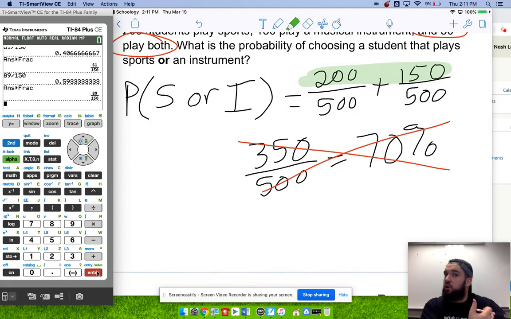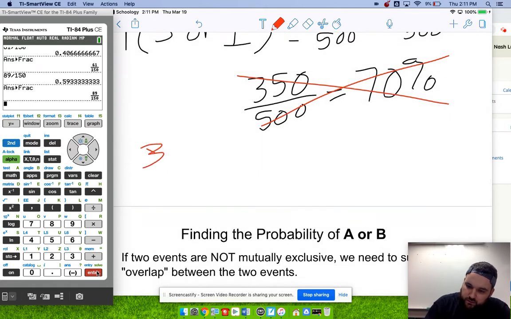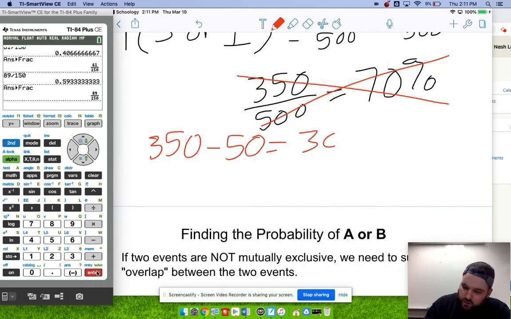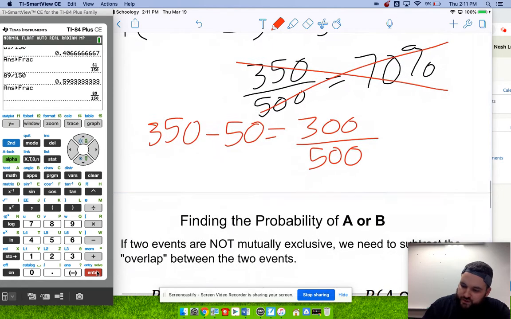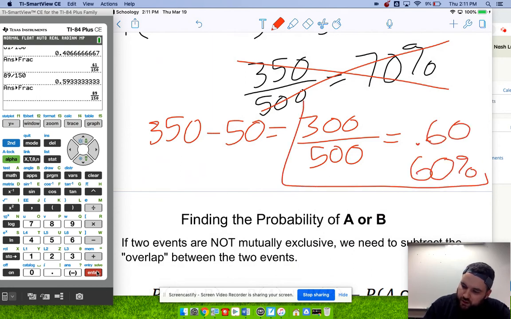And so I'm double counting those 50 people. So what I instead need to do is take this 350 and subtract off the people that I double counted. So the true probability of picking someone who plays a sport or an instrument is 300 out of 500, which is 0.60 or 60%. Okay.